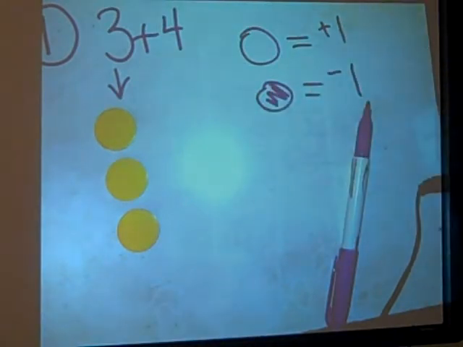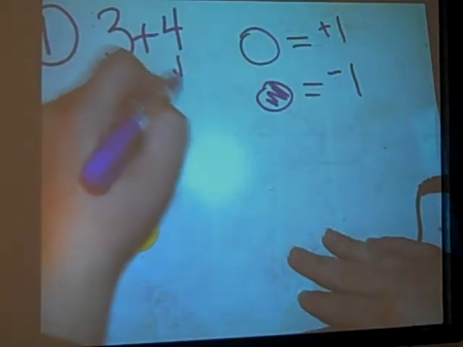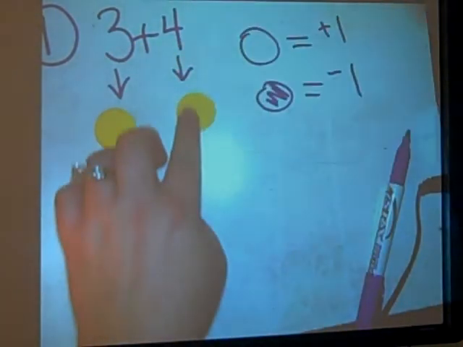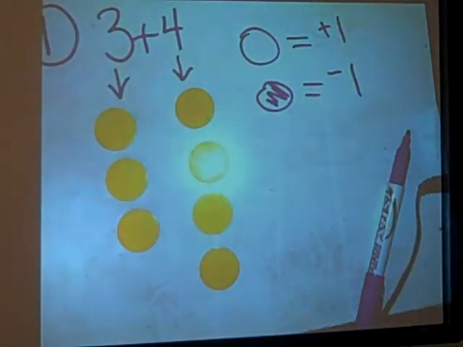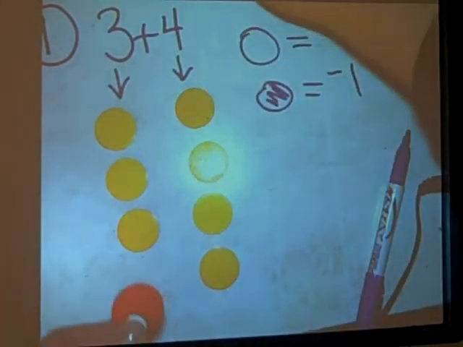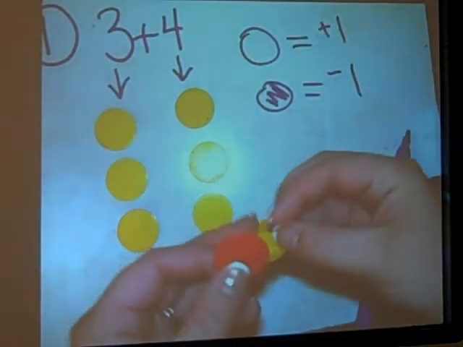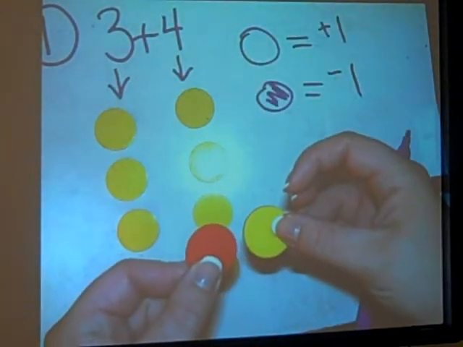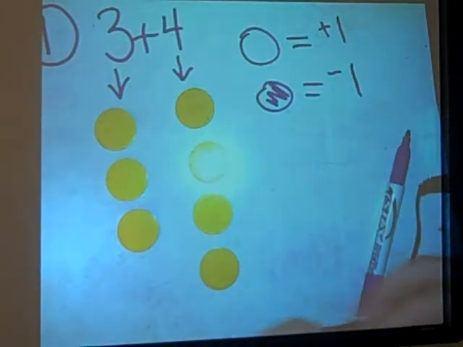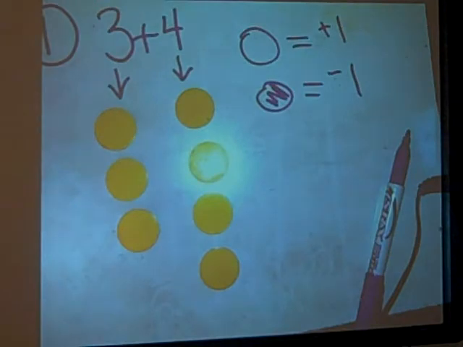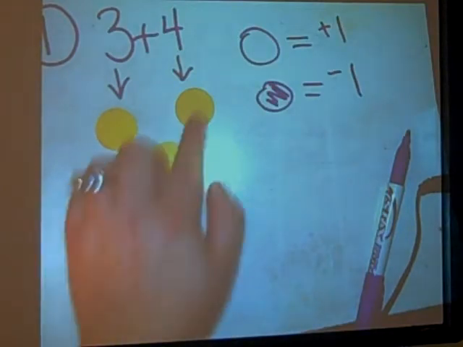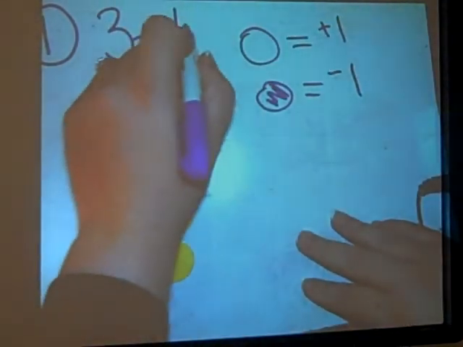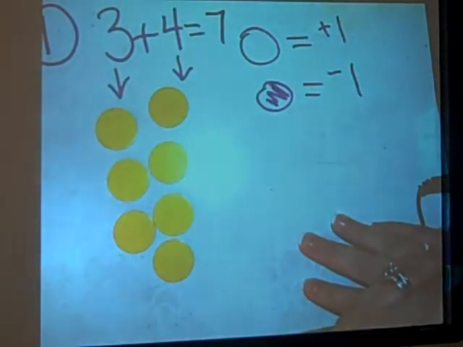So we have 3, and then we also need to pull out our second number, and that's 4, so it would be 4 yellow. So 1, 2, 3, 4. You need to determine if you can create any zero pairs. A zero pair is when you have a negative and a positive, and you can pair them together, and they have a value of 0. That's why they're called a zero pair. We don't, so now we just need to count up how many we have total, and that's our answer. So we have 1, 2, 3, 4, 5, 6, 7. Therefore, 3 plus 4, you would want to go back and write in equals 7.